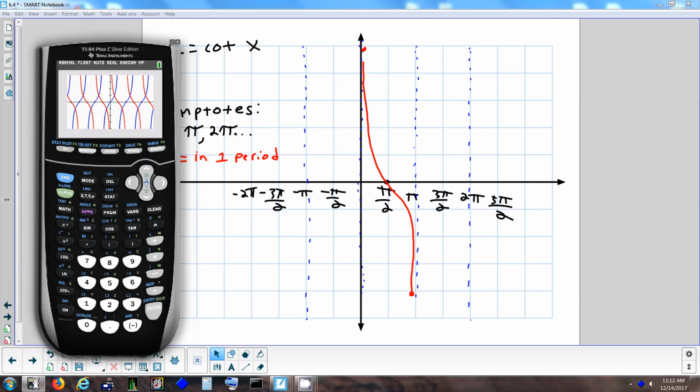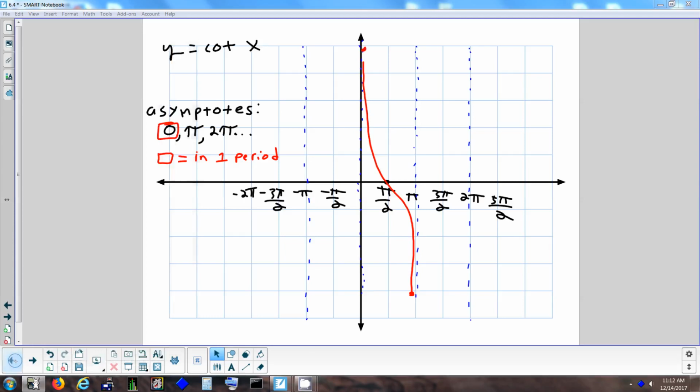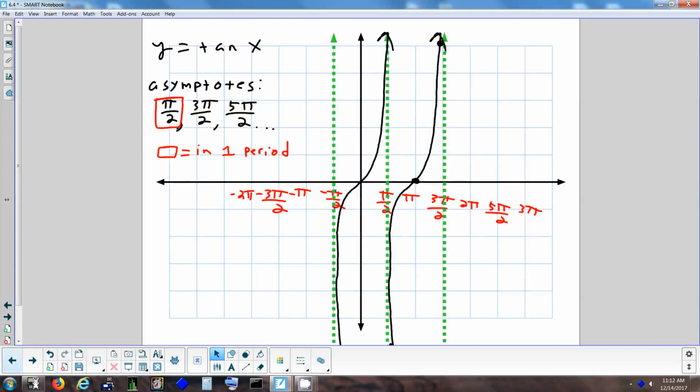So, a lot of similarities. You still get the same basic curve. You still have asymptotes. But look where these asymptotes are. 0, pi, 2 pi. Let's go back and look at tangent. I don't have asymptotes at 0, pi, and 2 pi. It's like all the asymptotes have shifted. They've all shifted one grid spot to the right.